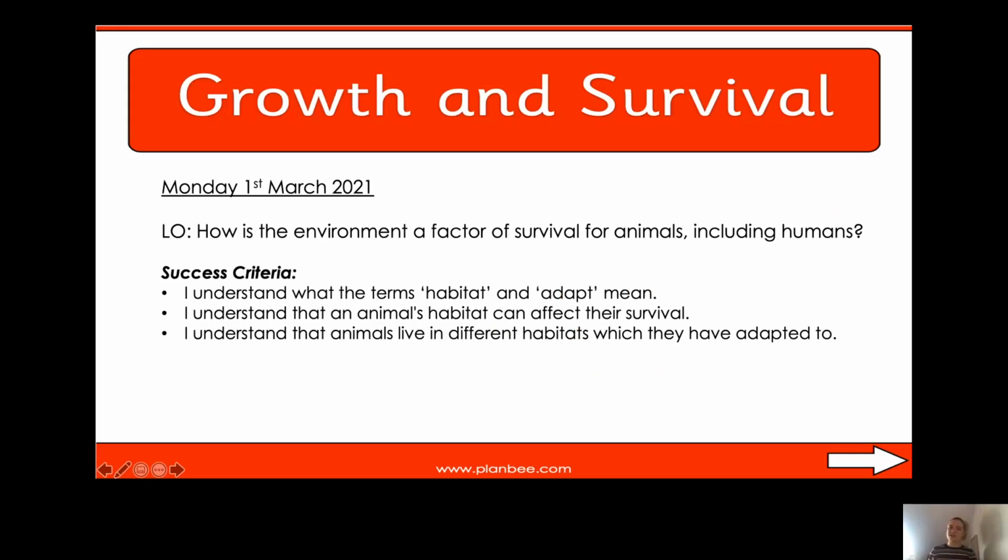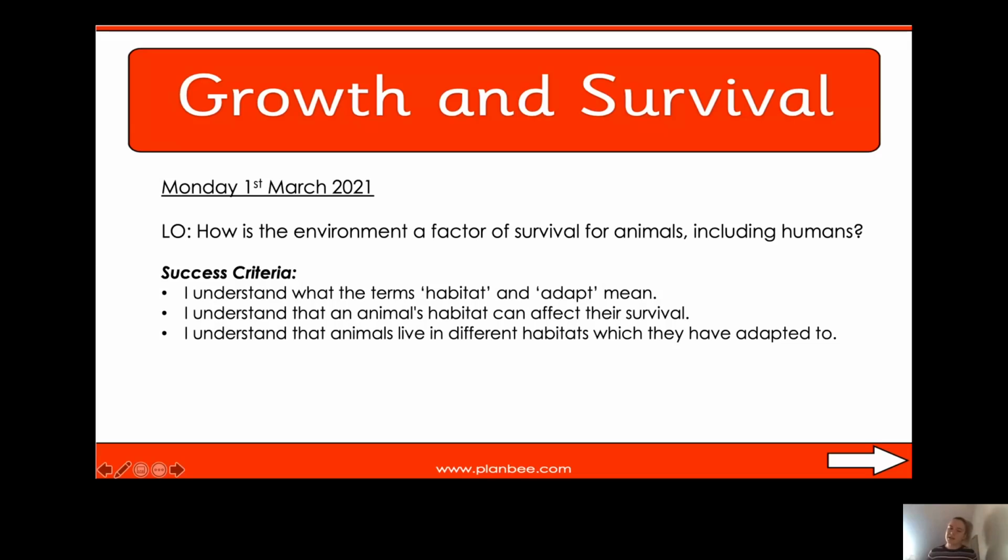So today we're going to be carrying on with our growth and survival topic by looking at the environment and answering the question, how is the environment a factor of survival for animals? So what I mean by this is how does the environment that an animal lives in affect their survival? How does their environment help them to survive?